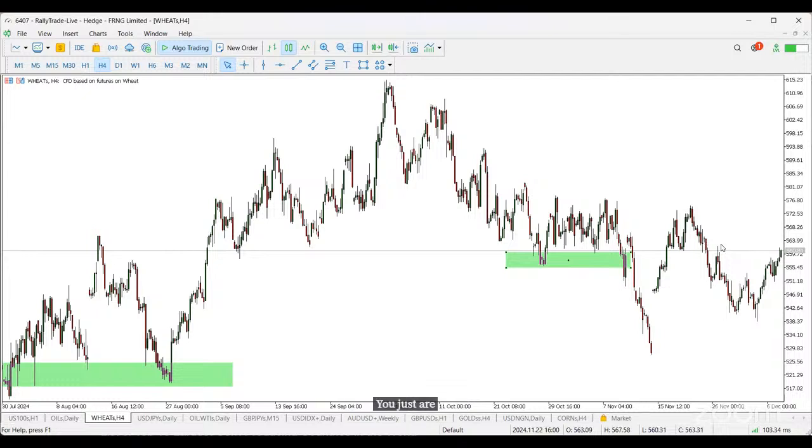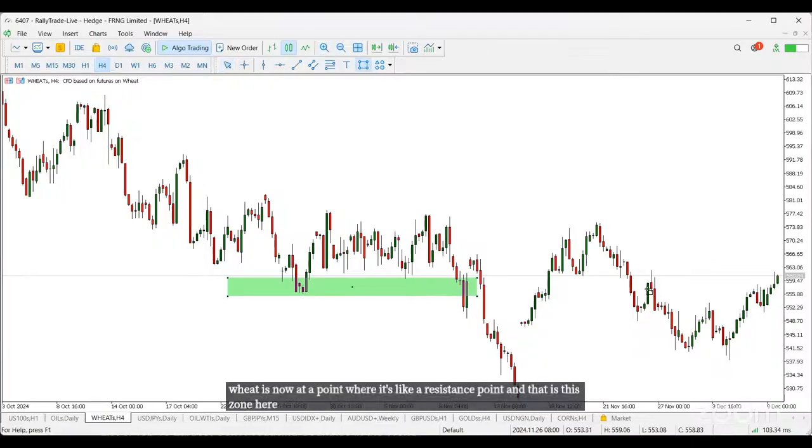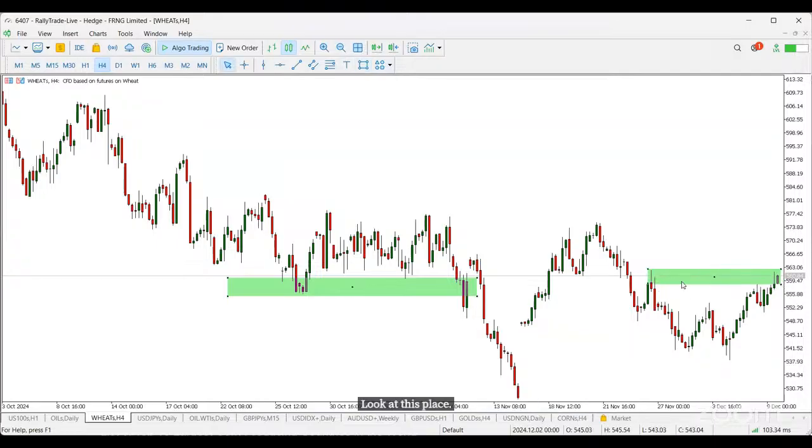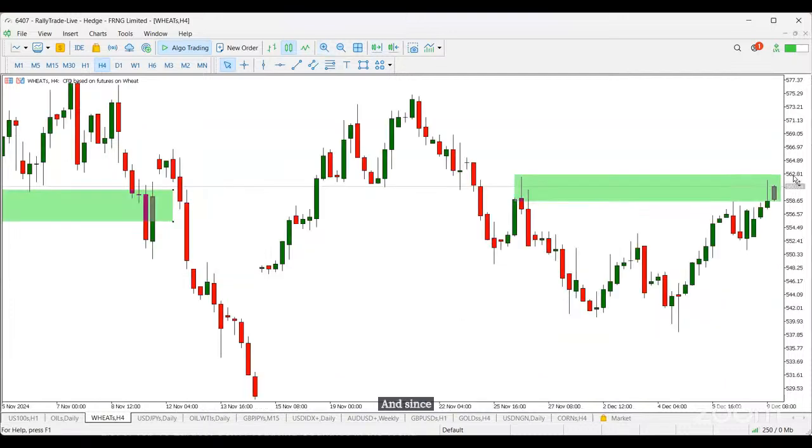Now, what is wheat doing? From this particular point here, you see that wheat is now at a point where it's like a resistance point, and that is this zone here. Why are we saying this is a resistance point? Because the last time that wheat was here, when we tried to buy to this place, something pushed it back down, and now it is here again. And since it is here, we have the last candle close as an inverted hammer.